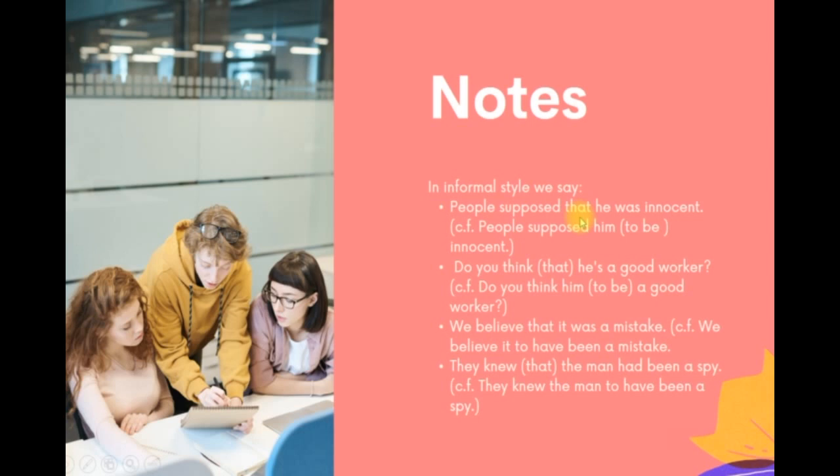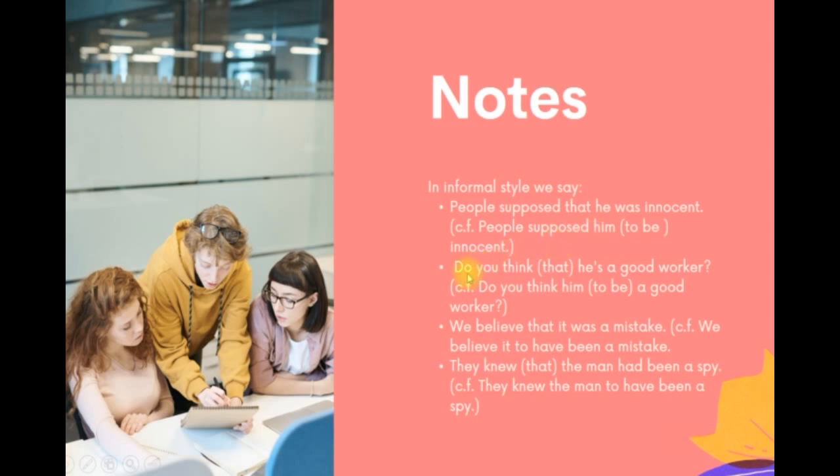So in informal style, you omit the object and you change to be innocent into that clause. Here is called that clause, where you find that followed by subject and then verb and so on. So people suppose that he was innocent. This is in informal style.